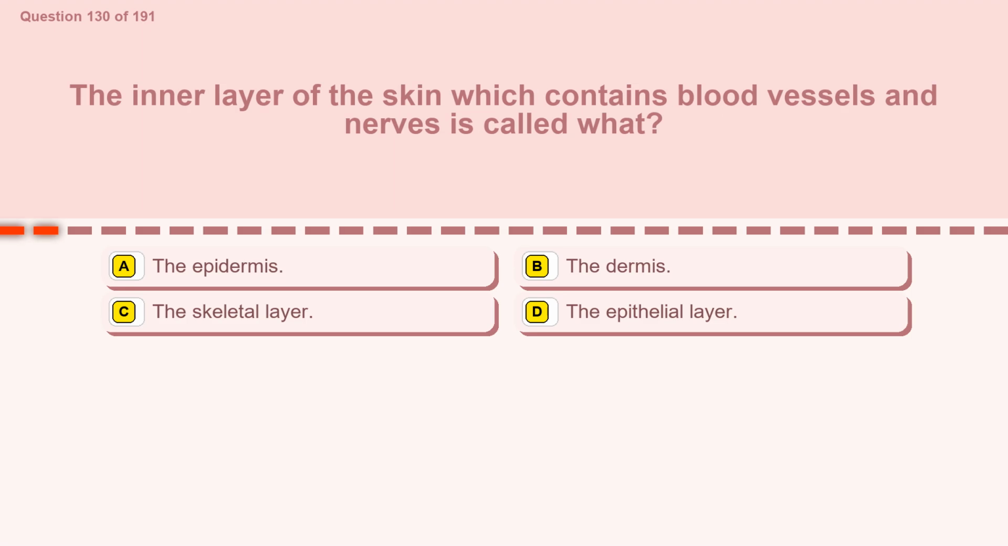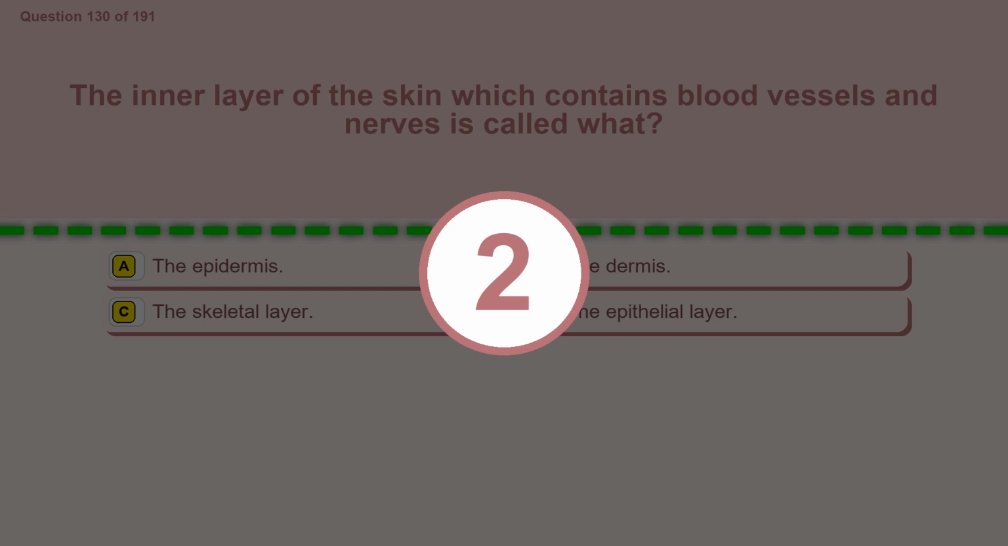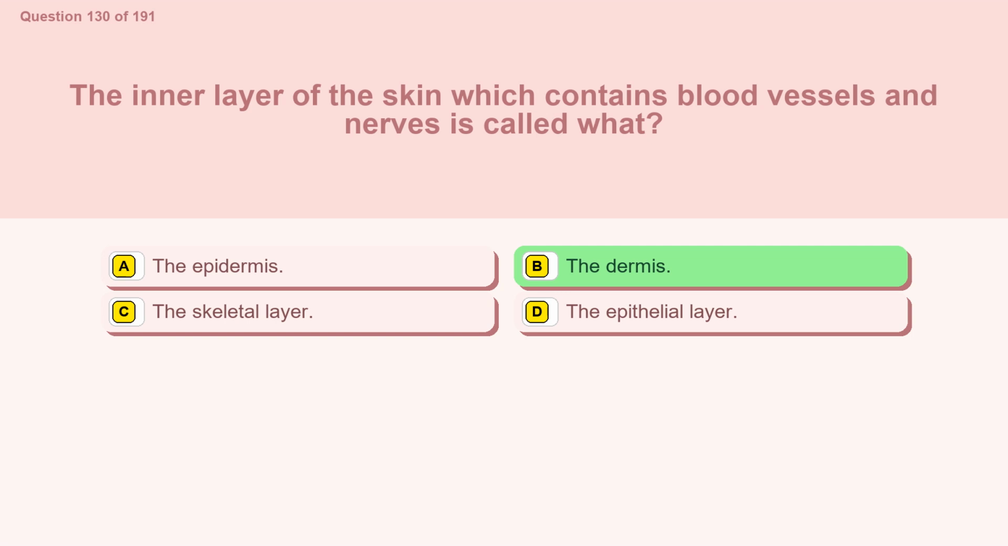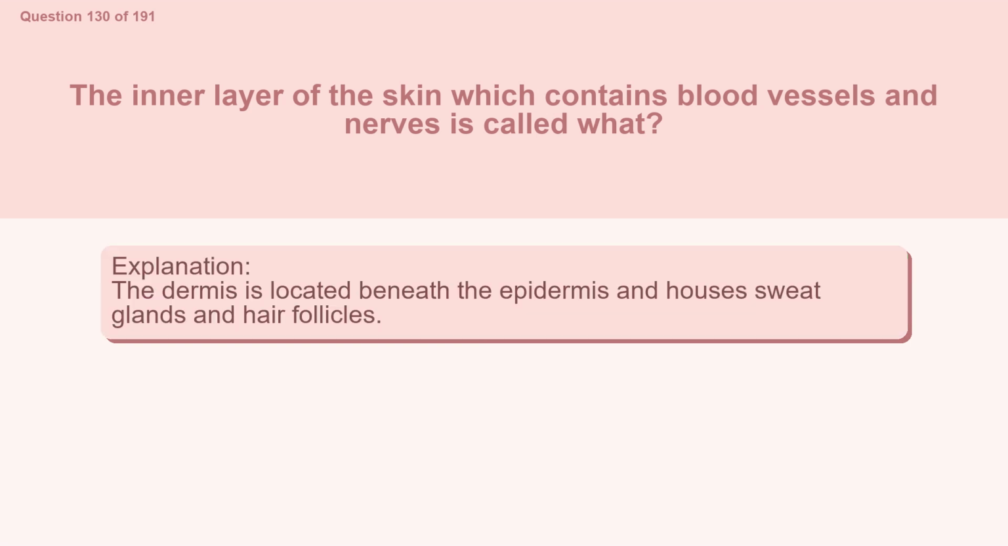Question 130. The inner layer of the skin which contains blood vessels and nerves is called what? Option A, the epidermis. Option B, the dermis. Option C, the skeletal layer. Option D, the epithelial layer. The correct answer is option B, the dermis. The dermis is located beneath the epidermis and houses sweat glands and hair follicles.